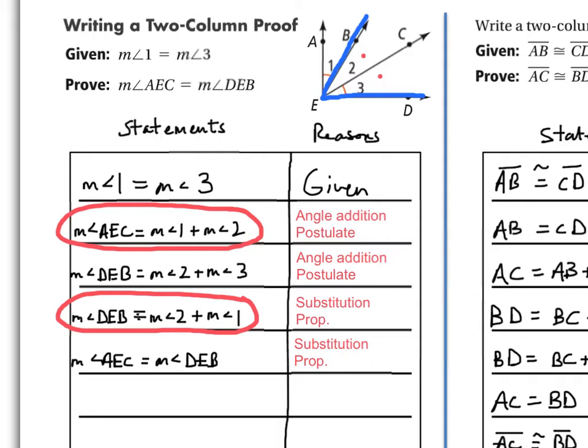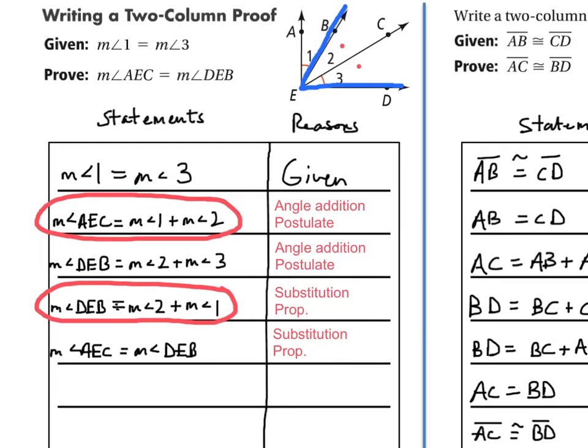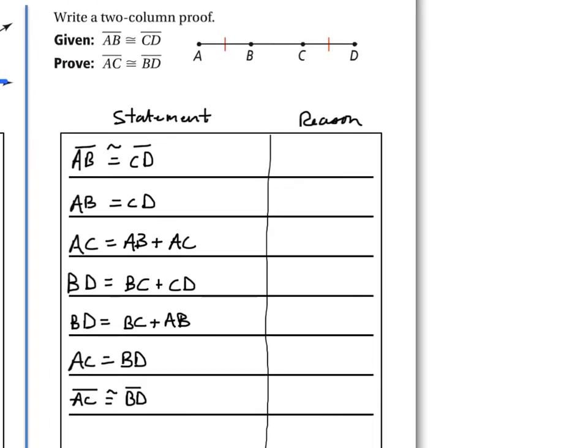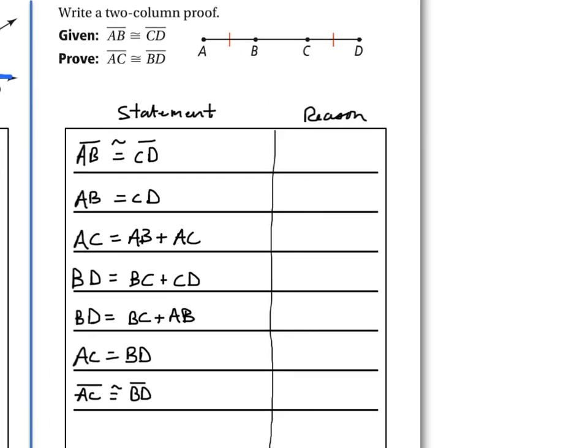All right, now let's take a look here at the second one. This one's a little bit longer and is a little bit more challenging. Okay, so in the given, you'll notice it says AB is congruent to CD. So we notice there we've got this guy right here. This is going to be given.